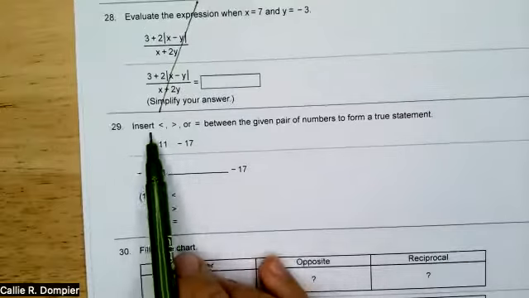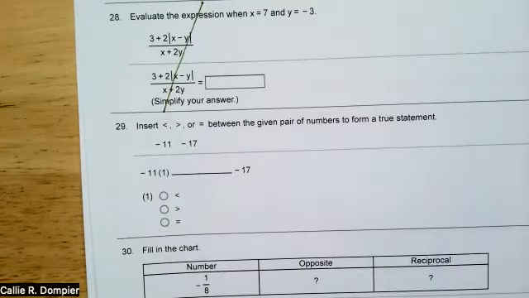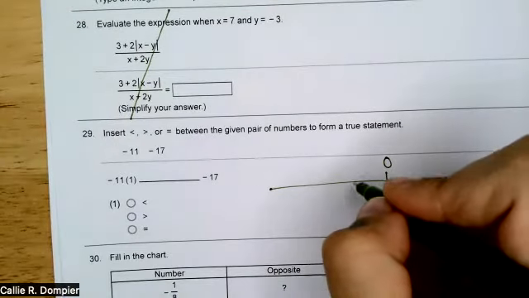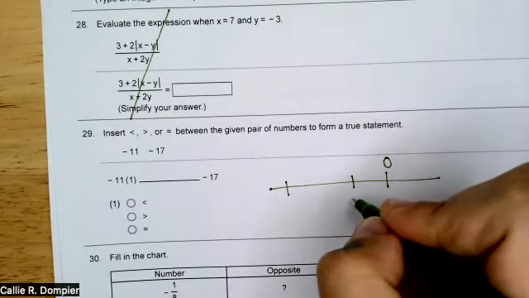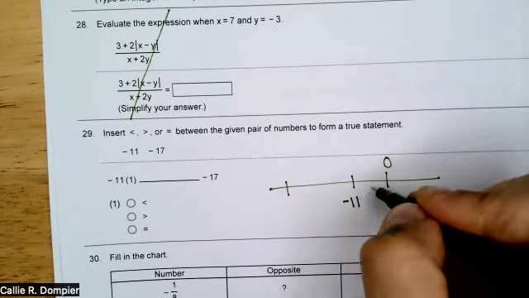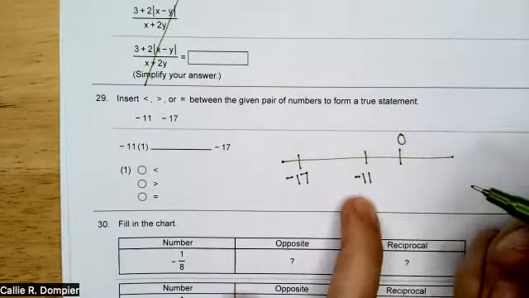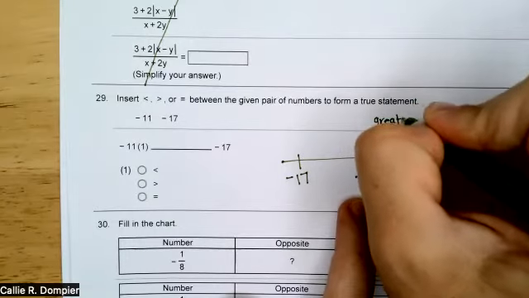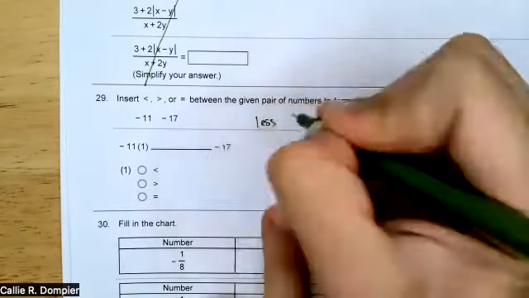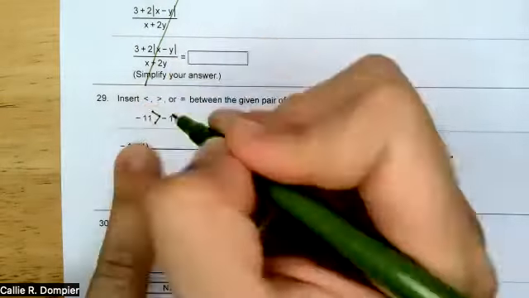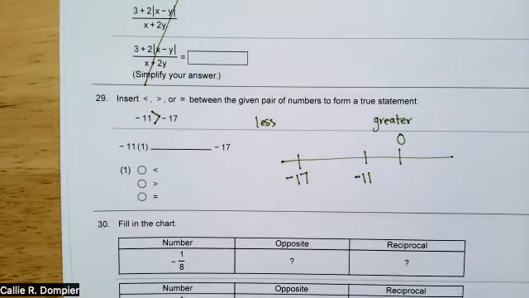All right. Insert less than, greater than, or equal to between the pairs of numbers. So negative 11 and negative 17. I strongly encourage you to put a number line out and just roughly think, if negative 11 is here, is negative 17 closer to 0 or further from 0? It's further from 0, right? So that means this is the greater than side, this is the less than side. Negative 11 is greater than negative 17. Or you might just know it, right?